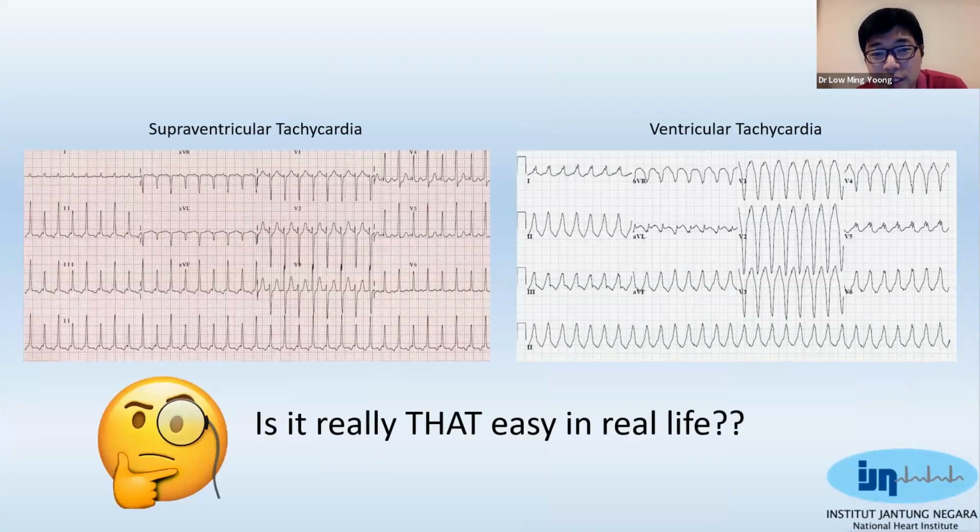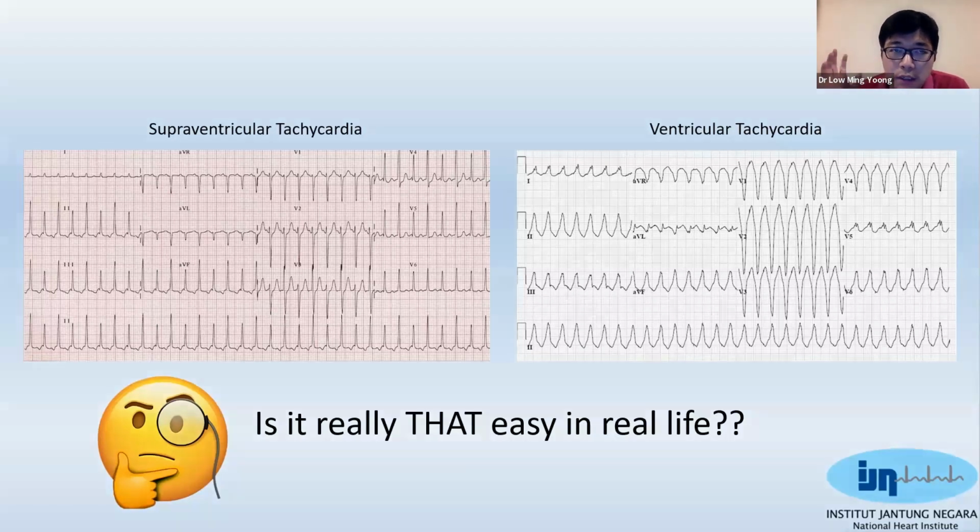I'm sure those in the emergency department will know that in real life this is not so easy. It's not so clear cut. You can see the T waves so easily, or in VT, the QRS is so broad. And let me tell you that there are so many algorithms in the world that try to differentiate SVT and VT. But there is no algorithm that's 100%. Even for us, when we diagnose, we may be wrong. That's how difficult it is.